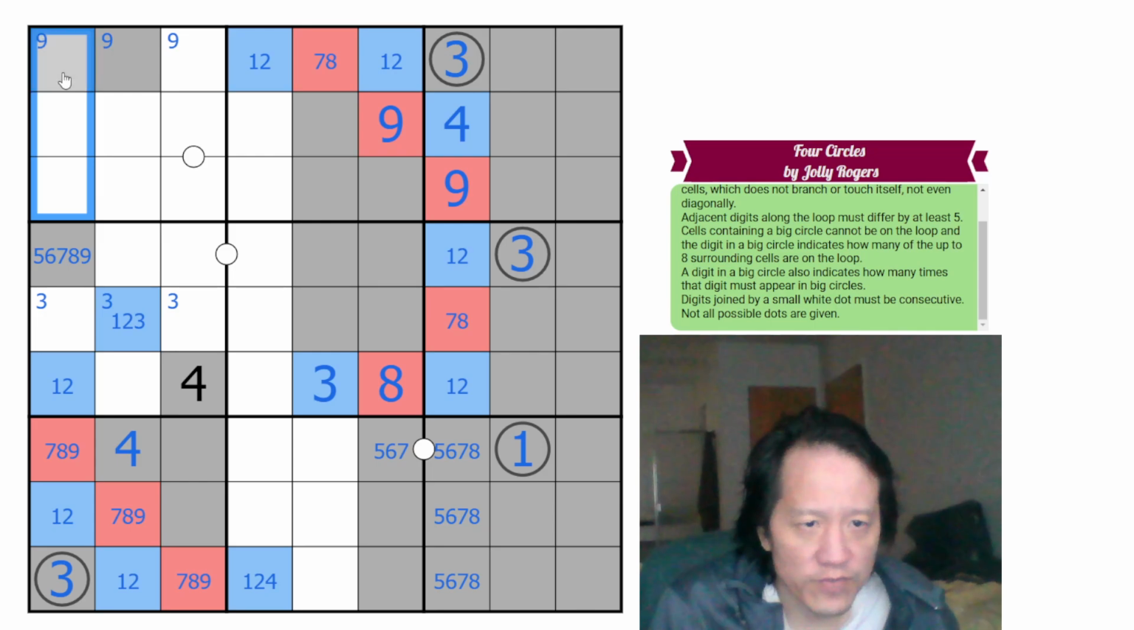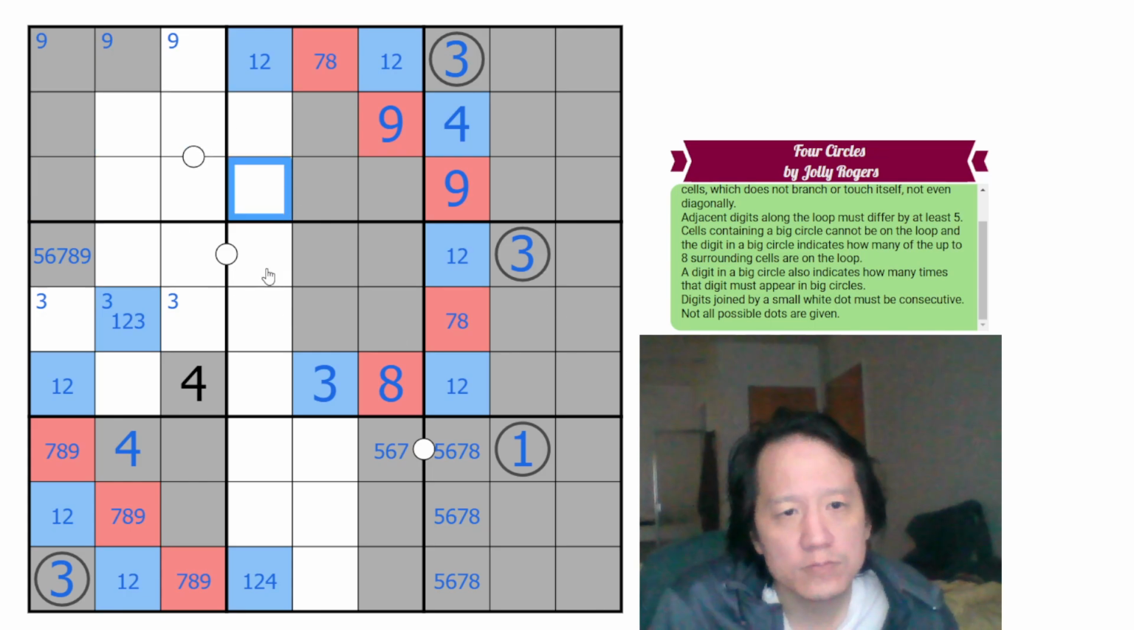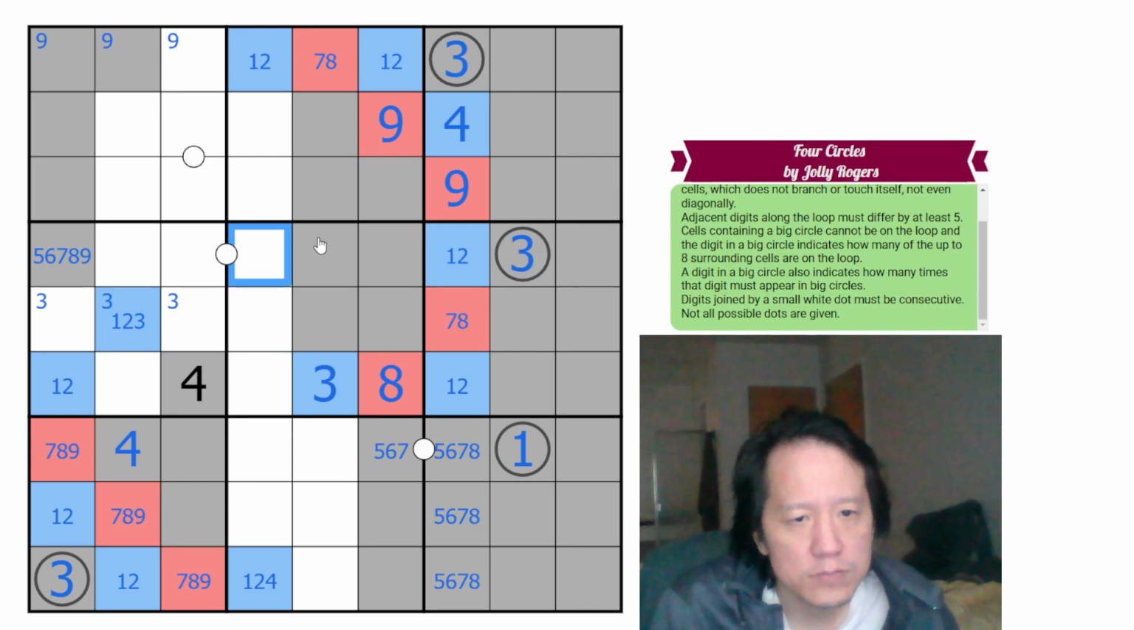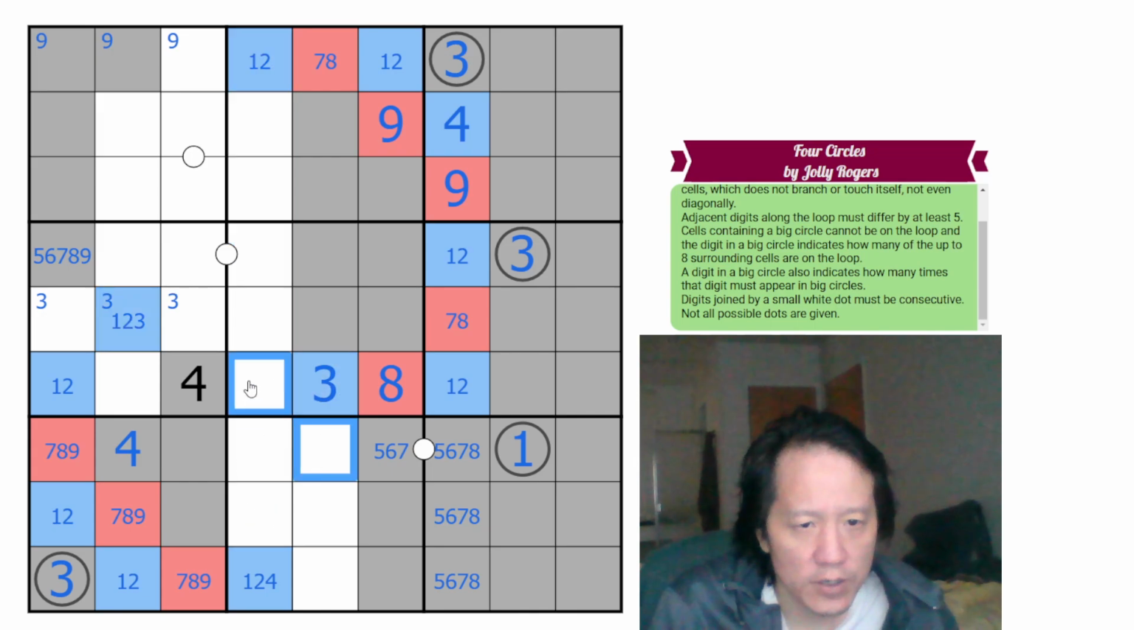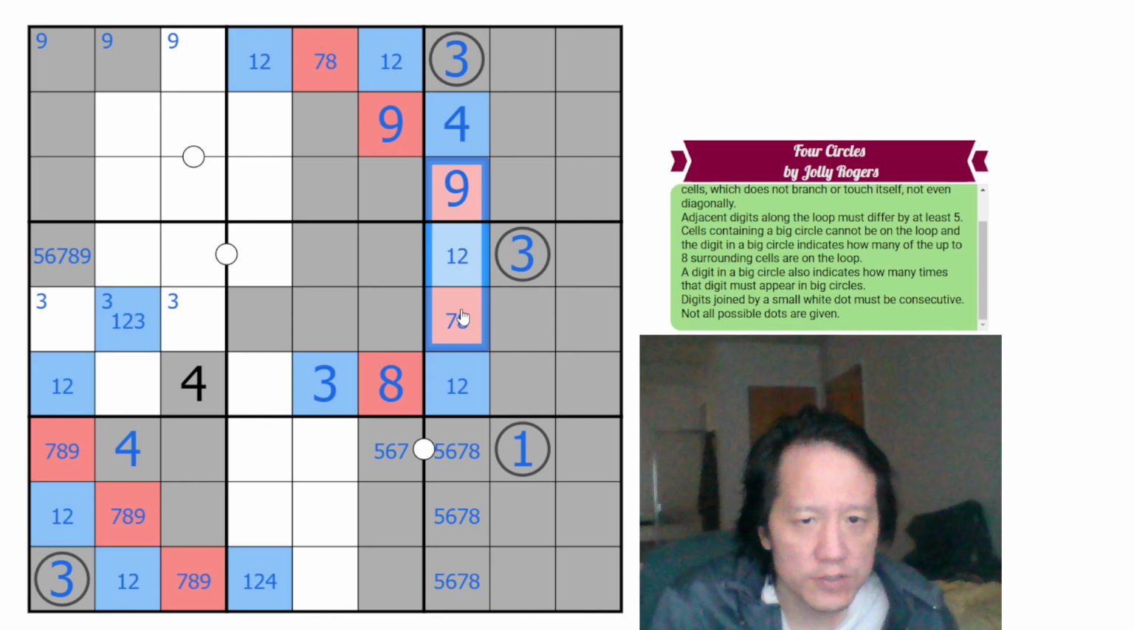That means neither of these two can be on the loop because it can't enter in and exit out without touching itself. So these two are not on the loop. It cannot go here and touch itself. This one always enters here or here, so therefore this can never be on the loop. So we have 3 cells now that are on the loop. All the big circle parts are done. So now it's just loop.